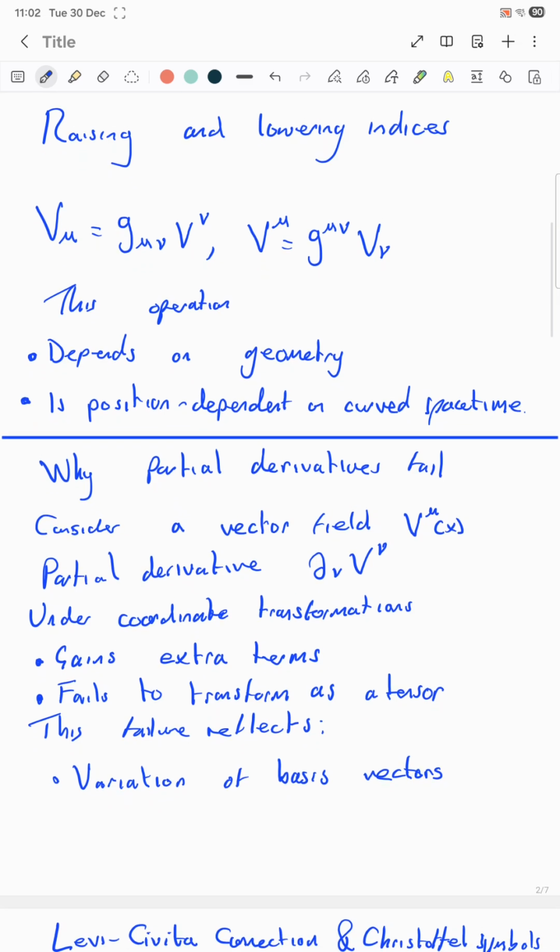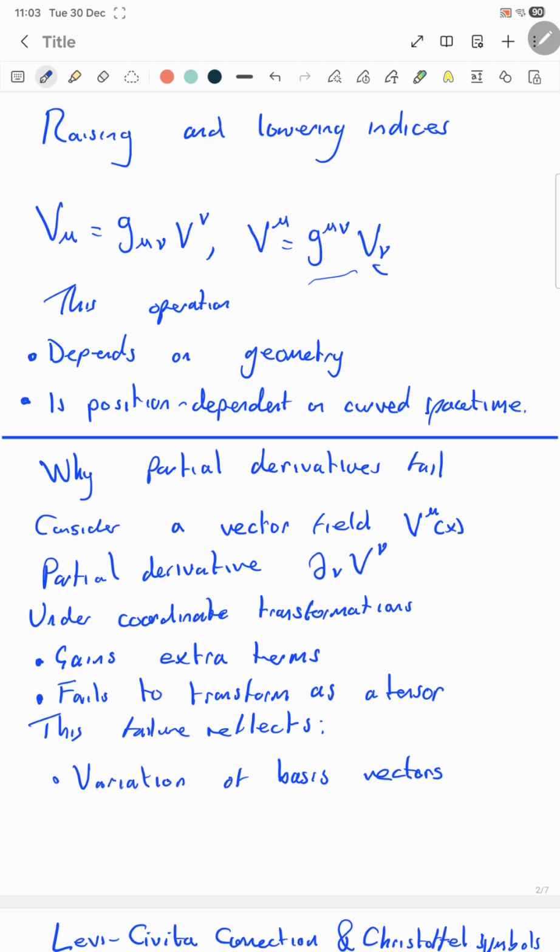Now the raising and lowering of indices are here. So to raise or lower indices we multiply through by the metric tensor, either the inverse or the regular metric tensor, which would either lower or raise an index. Now this operation depends on geometry. It is position dependent in curved space-time.